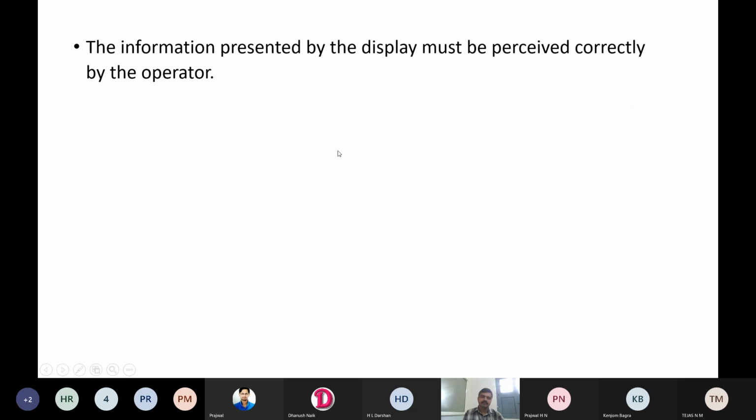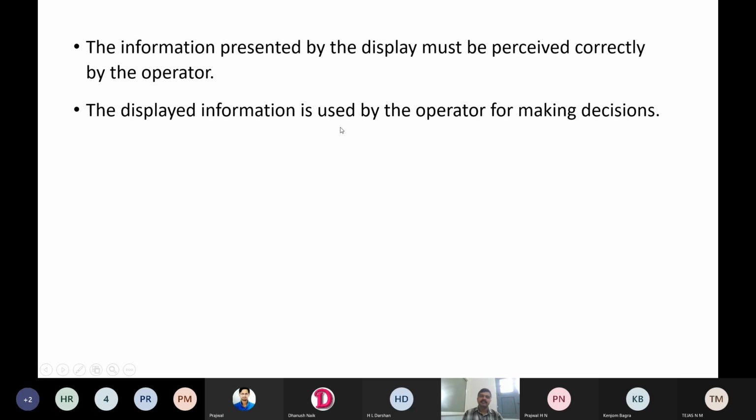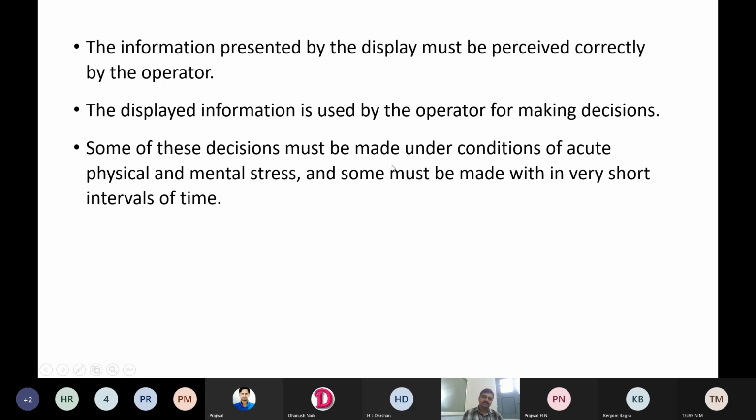Next, the information presented by the display must be perceived correctly by the operator. This is a design consideration. The displayed information is used by the operator for making decisions, again based on what is displayed. Some of these decisions must be made under conditions of acute physical and mental stress, and some must be made within very short intervals of time. Quick decisions need to be taken based on the displays.